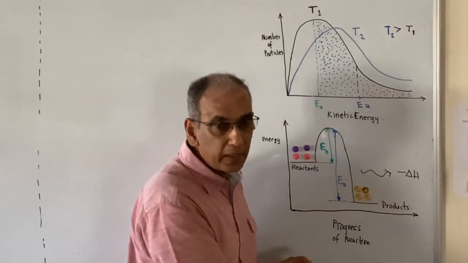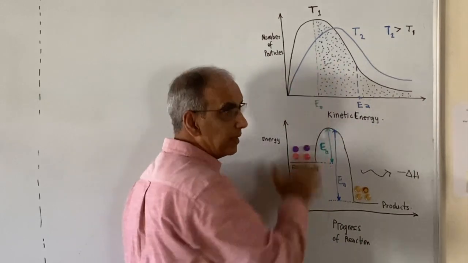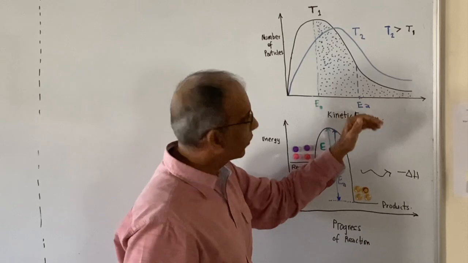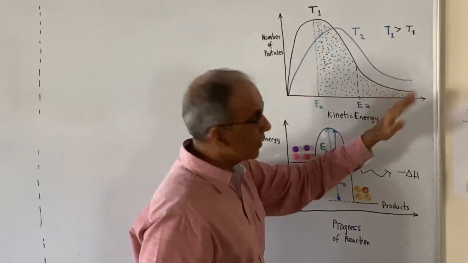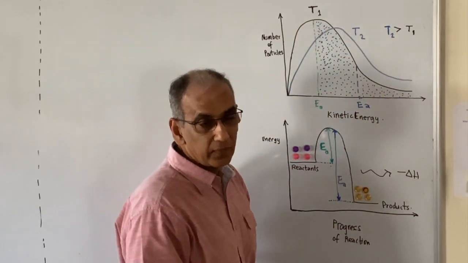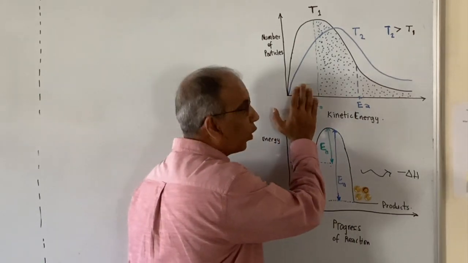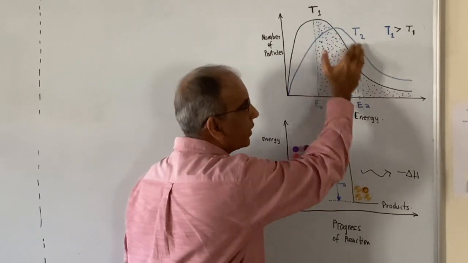It requires more energy. But here, mathematically, you can calculate the area under the curve by integration. You could calculate all of this and you could show that effect. But here's the thing about the Boltzmann curve. When you move from T1 to T2, the curve takes on this shape.